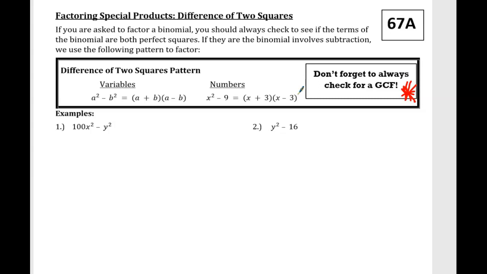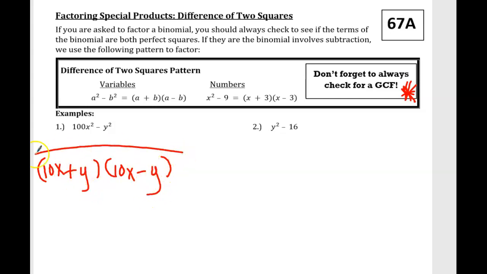All right, so if we look at example number 1, the first thing we do is we factor out the greatest common factor. And since there is not one, we look at this and we realize 100 is a perfect square. 100x squared is a perfect square because you can multiply 10x times 10x and you get 100x squared. Now, the square root of y squared is y. So this would be plus y and this would be minus y, and we would be done. Once you see the pattern here, it's not very difficult.